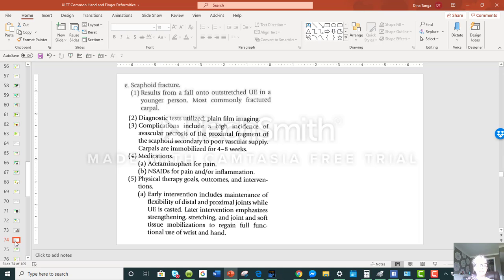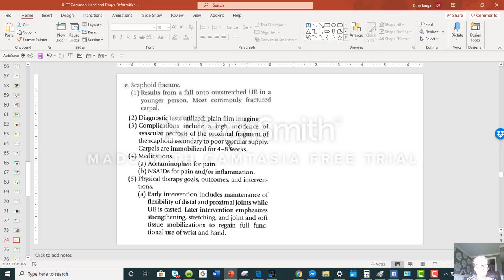Helps me remember. Okay, scaphoid fracture. Moving on. Results from a fall onto an outstretched upper extremity in a younger person. Most commonly fractured carpal. I'm not so sure it has to be a younger person. Diagnostic tests utilize plain film imaging. Complications include a high incidence of avascular necrosis of the proximal fragment of the scaphoid, secondary to poor vascular supply.